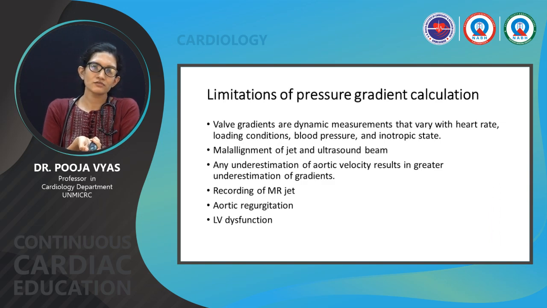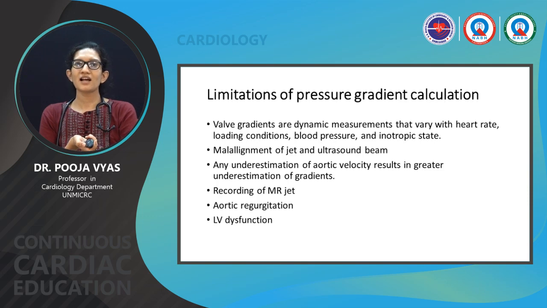There are some limitations of this pressure gradient calculation. First, valve gradients are dynamic in nature and they are load dependent. So if there are variations in heart rate and blood pressure, the valve gradients will vary with them. Second, malalignment will lead to underestimation of the gradient. Any underestimation of aortic velocity will result in a greater underestimation of the gradient, because our equation is pressure gradient equal to 4V squared. Here velocity is squared.